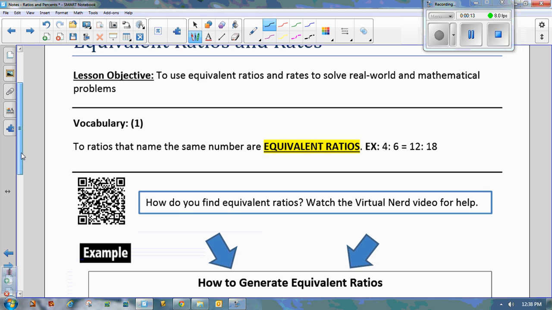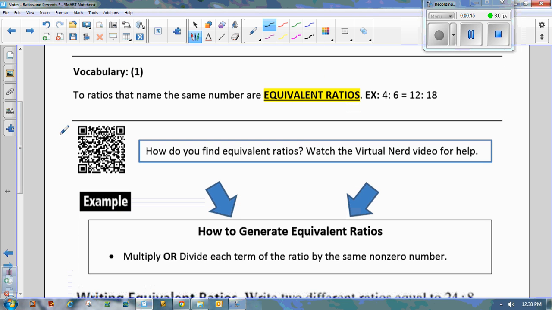We have one vocabulary word, which is equivalent ratios, and that definition is two ratios, and this should be TWO, not TO, that was a mistype. Two ratios that name the same number are equivalent ratios. An example is 4 to 6 is equal to 12 to 18.